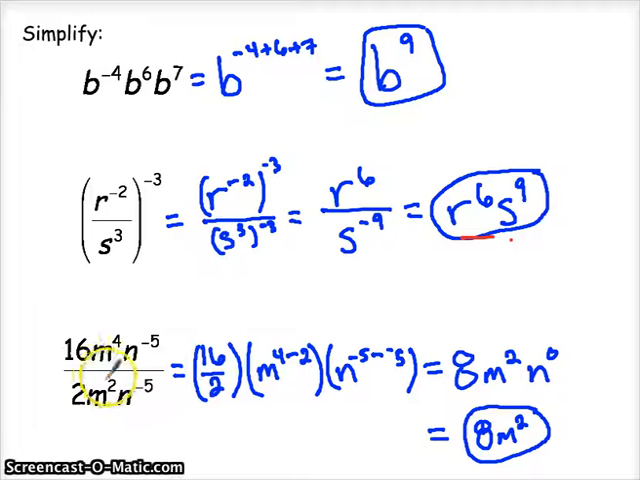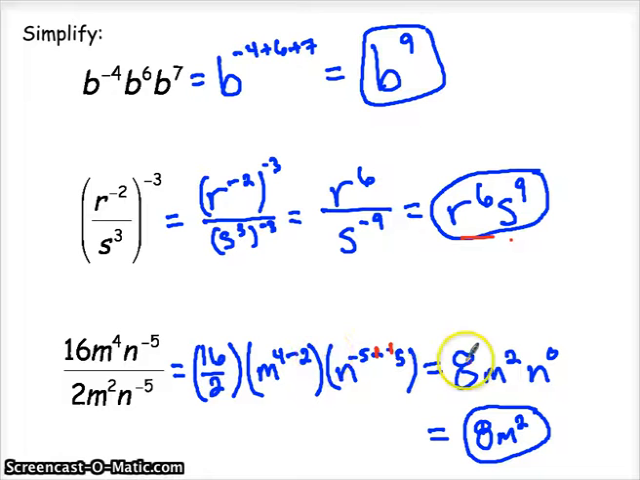On the bottom here, very last problem, again, separate the parts that are alike. 16 over 2 is just the numerical part of the expression. Then you've got m to the 4th over m squared, so I can use my quotient property again to subtract the exponents. And the same thing with the n's. n to the -5 becomes n to the -5 minus -5, so think of that as +5, and -5 plus 5 becomes 0.